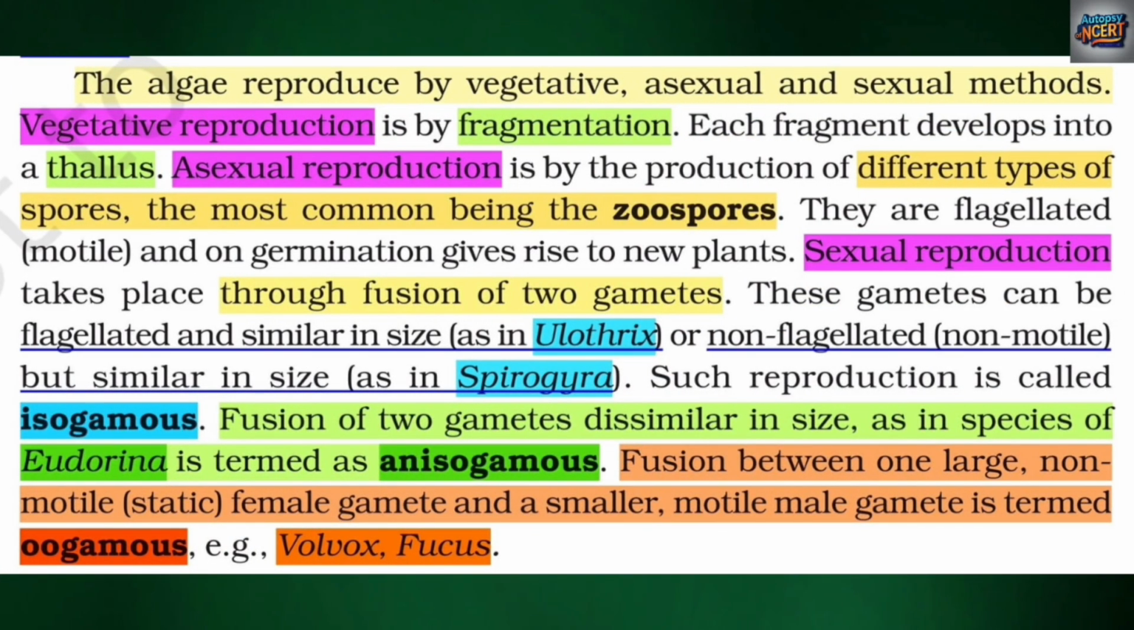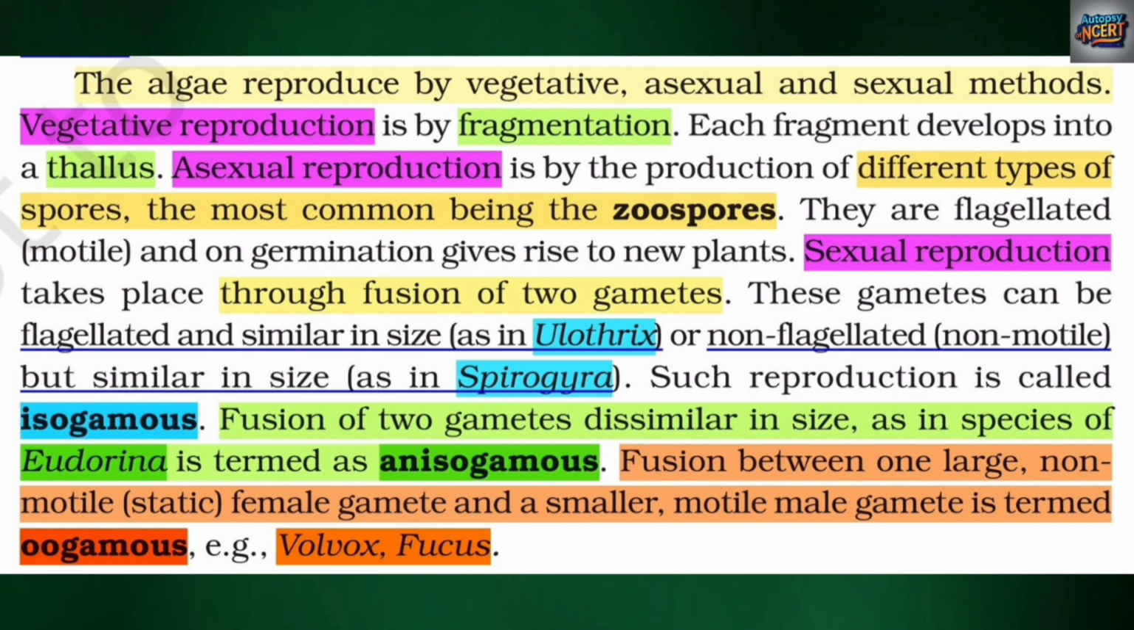The algae reproduce by vegetative, asexual and sexual methods. Vegetative reproduction is by fragmentation. Each fragment develops into a thallus. Asexual reproduction is by the production of different types of spores, the most common being the zoospores. They are flagellated, motile, and on germination give rise to new plants.